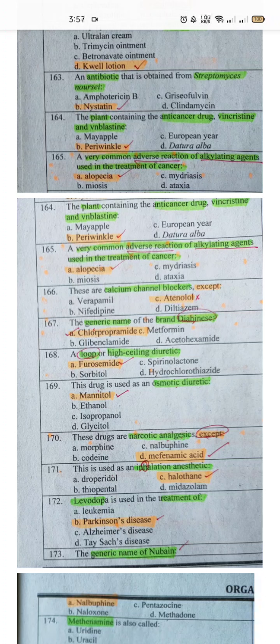So, 169, this drug is used as an osmotic diuretic, that is your mannitol. Mannitol is used as an osmotic diuretic. They are the mainstay of treatment for patients with increased intracranial pressure or acute renal failure due to shock, drug toxicities, and trauma. It is not absorbed when given orally, so it has to be administered intravenously.